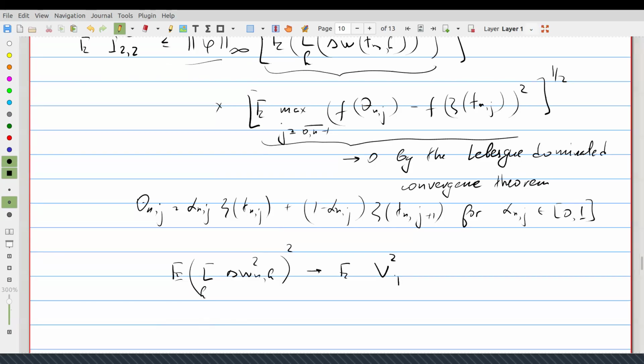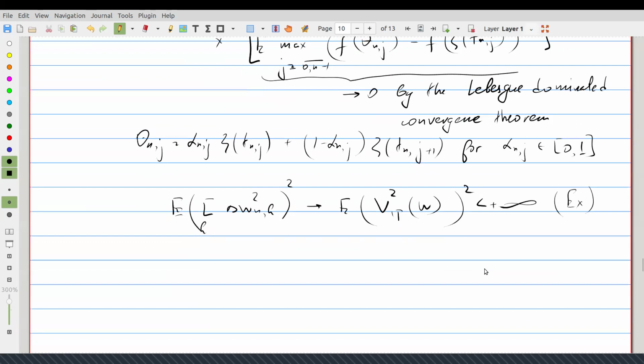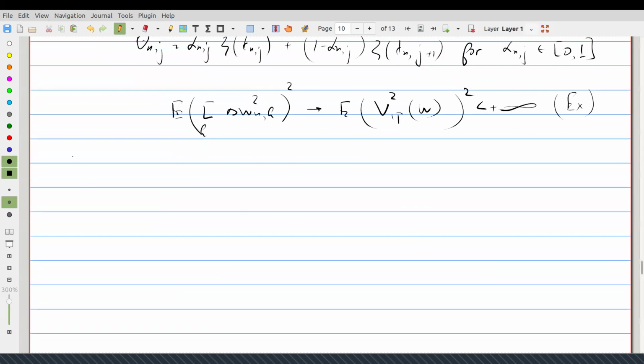Because it converges to the square of the two variation. I will leave this as an exercise, to prove that this is finite. Thus, this part of the integral converges to 0 in L2. Thus, this means that this part of the integral converges to zero in probability, which we wanted to prove.